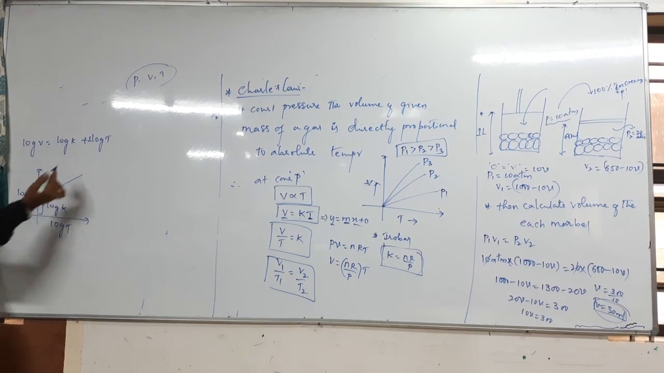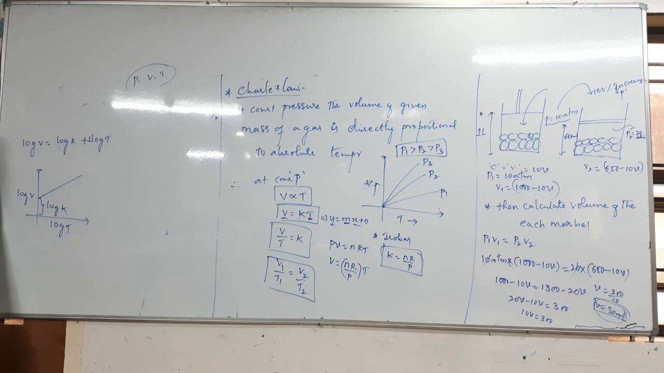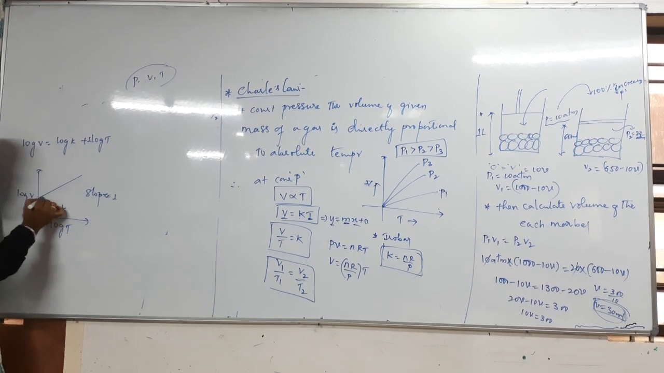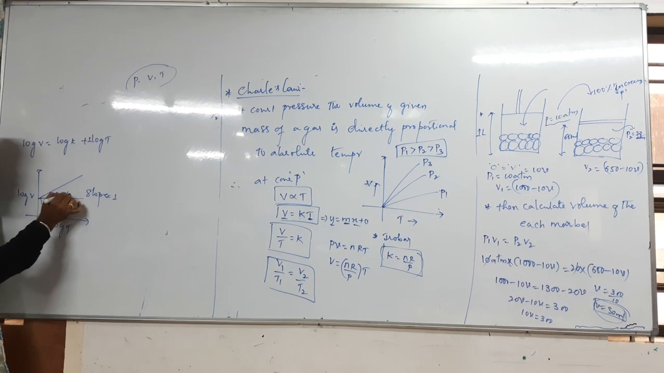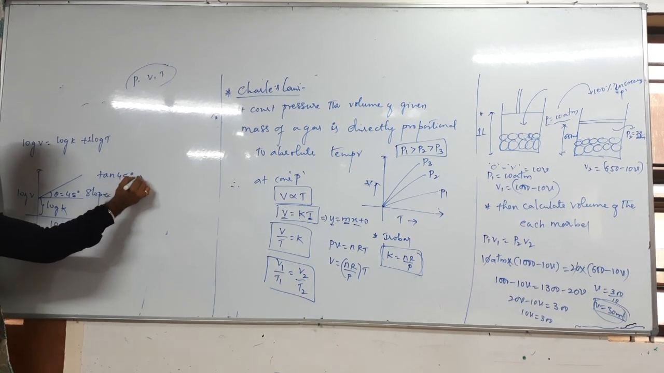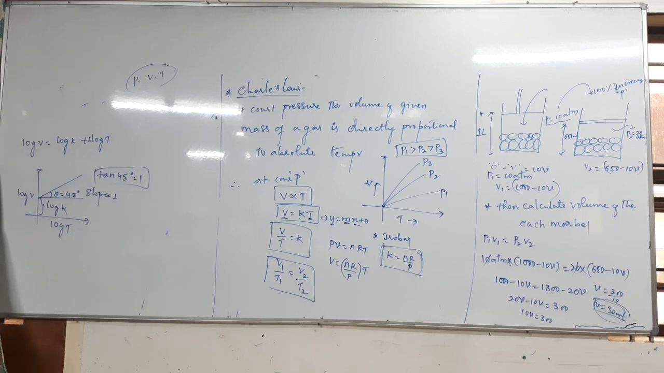Log t, I know that the slope here is 1. So the angle is 45 degrees. tan 45 degrees equals 1, that is what the slope stands for.